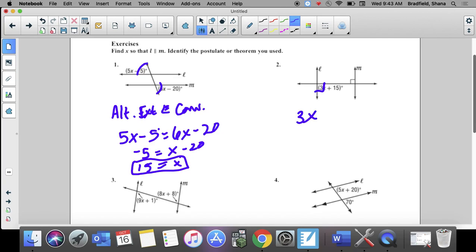And so we would have 3x plus 15 equals 90. Subtract 15, which would give me 75, and then divide by 3, x would be 25 degrees. And that is the perpendicular transversal converse.